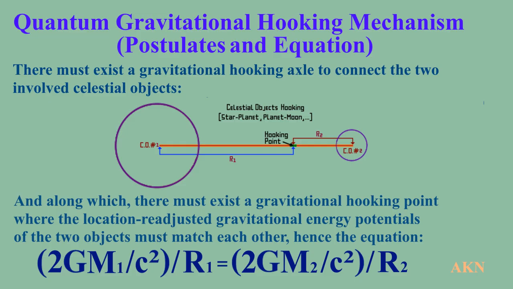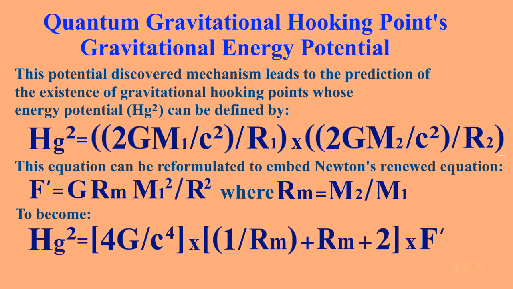On the other hand, also based on my findings, this quantum gravitational hooking mechanism leads to the prediction of the existence of gravitational hooking points whose energy potential can be defined by the present equation Hg squared. The obtained gravitational energy potential equation Hg squared can be reformulated again to embed the renewed equation of Newton's law of universal gravitation, F prime.